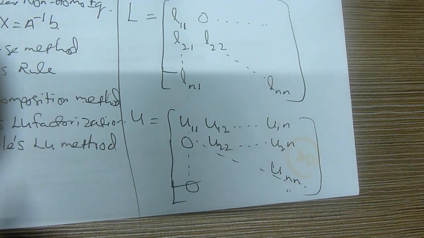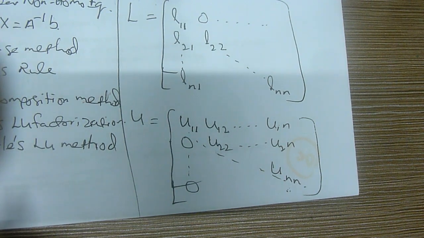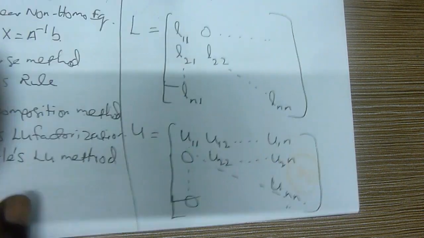Okay, what is the significance of doing this problem? Now we're going to see how we solve this. Okay, in this particular case, I will choose Crout's method.